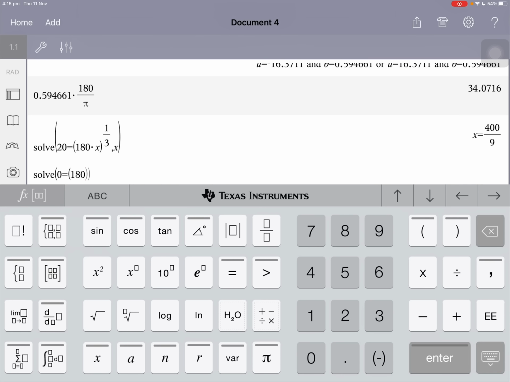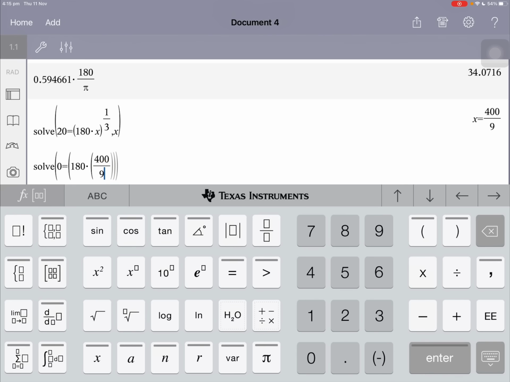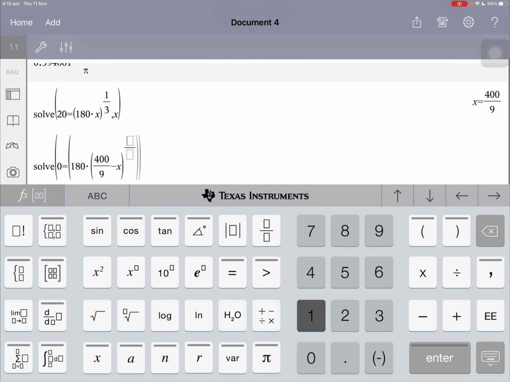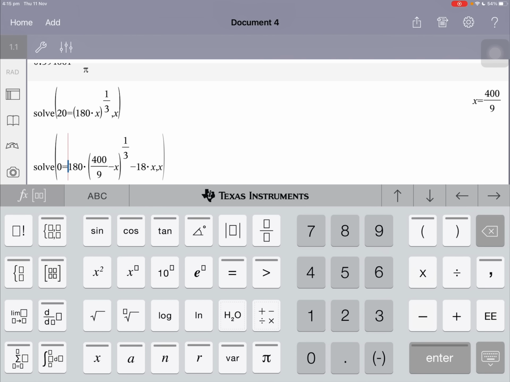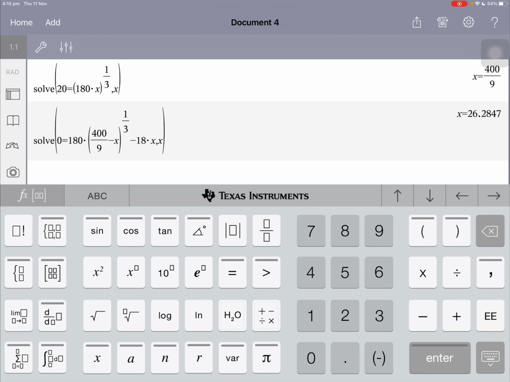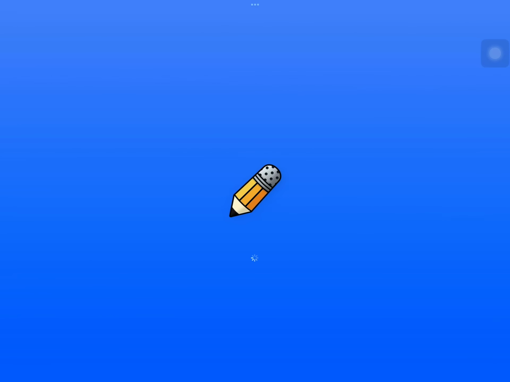We go 0 is equal to 180 times 400 on 9 minus x, right? Was it? No, it wasn't x, right? No, x is the same thing as s. That's the distance that we're trying to find. So we go to the power of 1/3 plus 2 times -9 is just take 18 times s, or in this case x. And solve for x. Syntax error. Oh, the brackets here. 26.28.